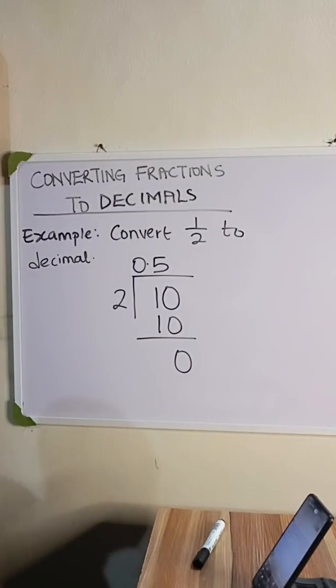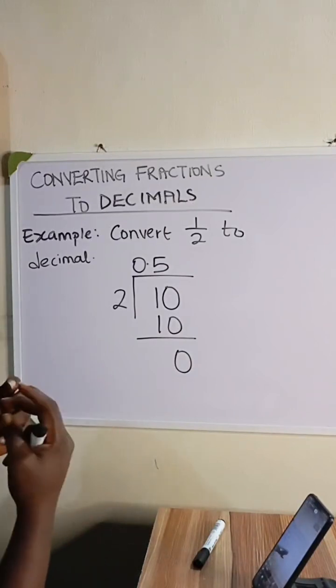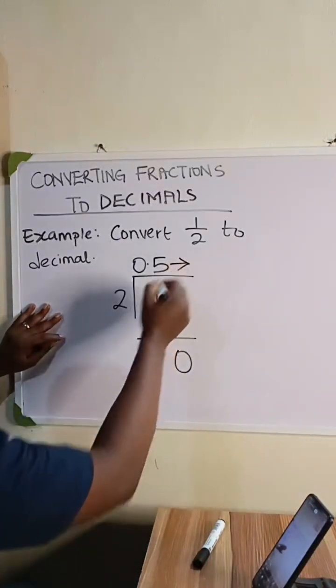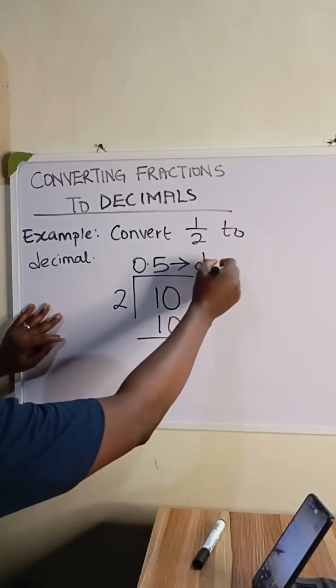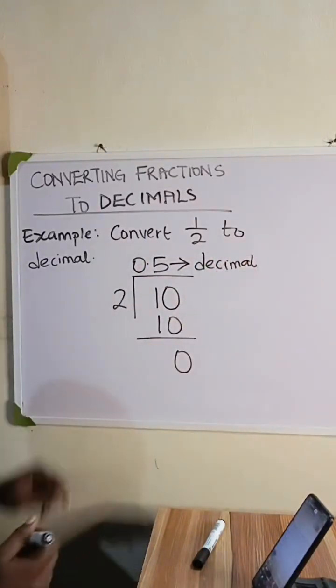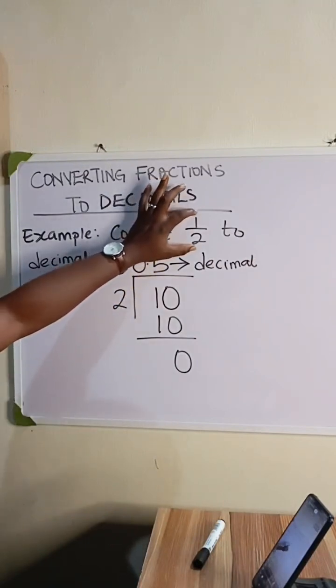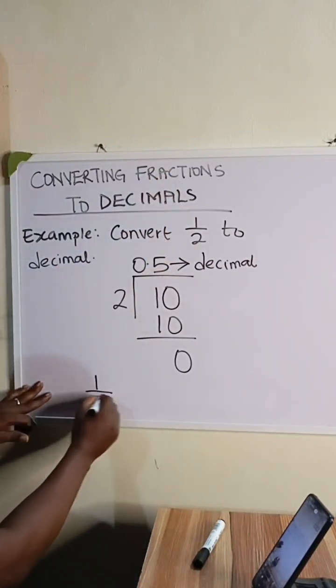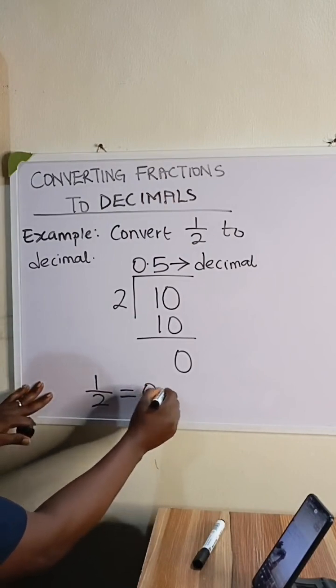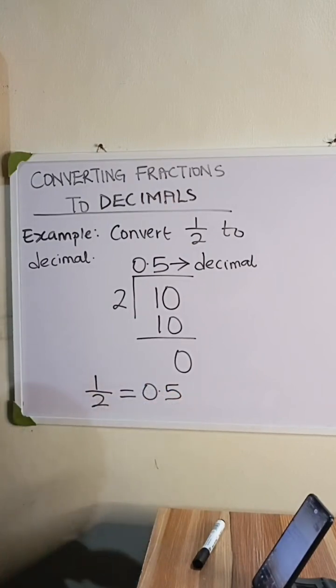So at this point, what will be our decimal? Our decimal is going to be this number here. That number there is our decimal equivalent of 1/2. So this means 1/2 is equal to 0.5. It is very easy to convert a fraction to a decimal. So we've looked at the first example. Let's consider another example.